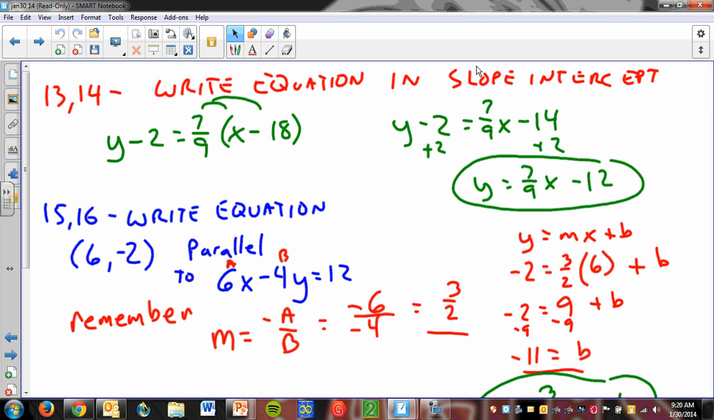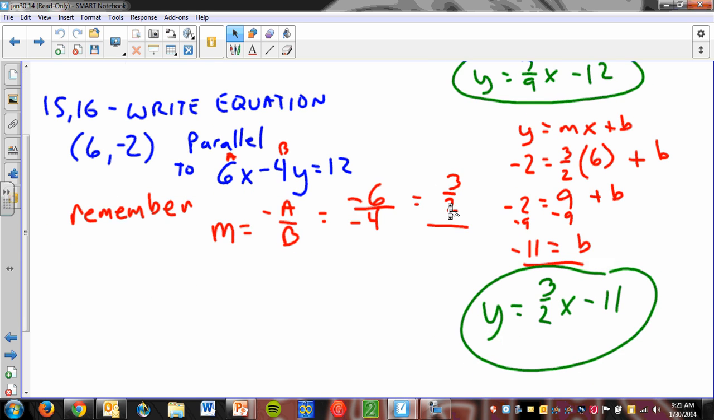Couple of writing equation in slope-intercept form. These are even easier because there's two steps. Step 1, distribute. 7/9 times x is quite simply 7/9 x. Plug this in the calculator. Use your calculator. 7/9 times negative 18 will give you negative 14. Now I need y equals, so I got to get rid of this negative 2. Add it to both sides, and you have your final y equals mx plus b. Y equals 7/9 x minus 12.